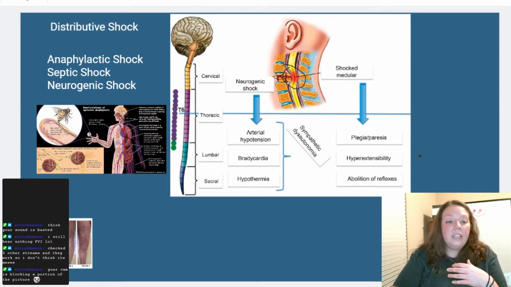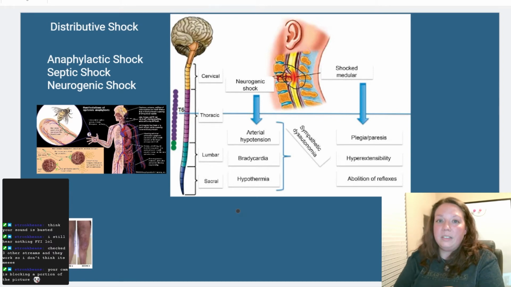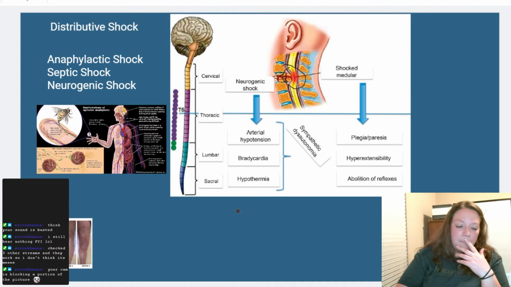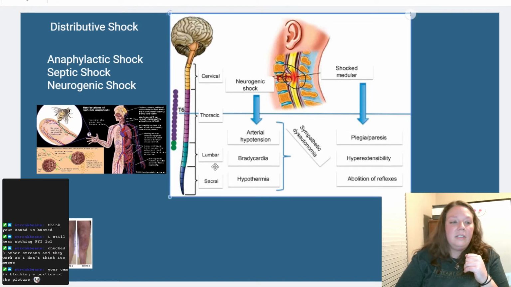Okay, these patients could also have some lack of movement, so paraplegia, or numbness and tingling, and it's all due to the nerve pathways being injured. Okay, any questions on those two so far?